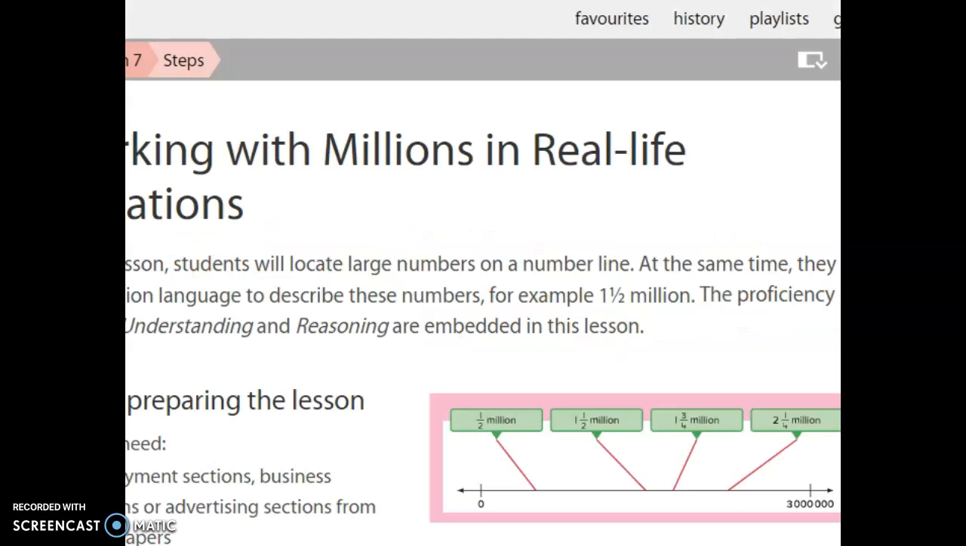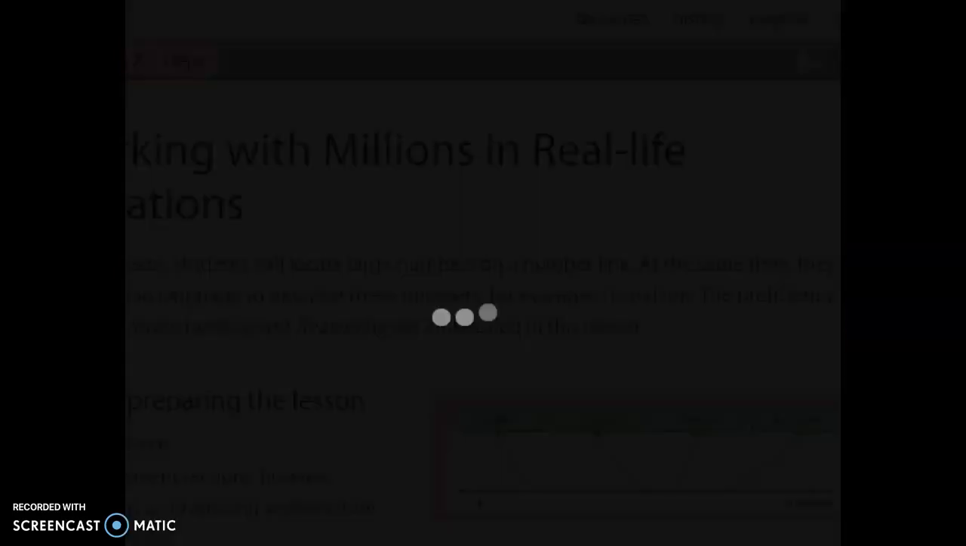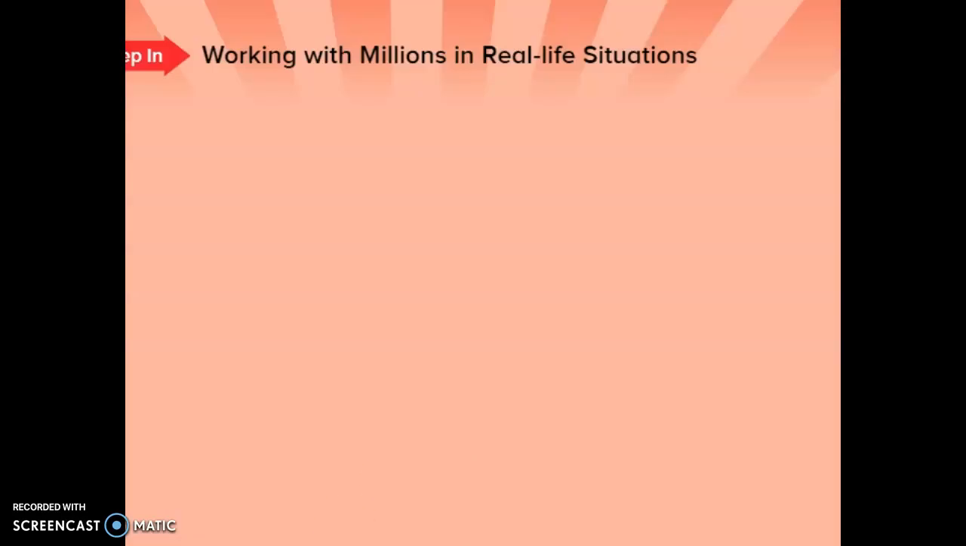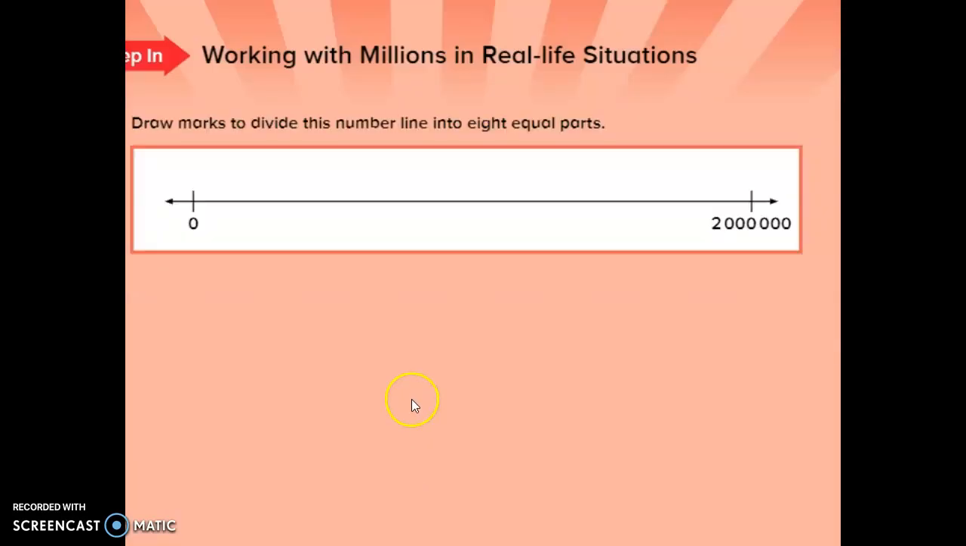Have a look at this next page. That's on your step in discussion, and you can have a look at that. Draw marks to divide this number line into 8 equal parts. Now we're also going to write the fractions here.